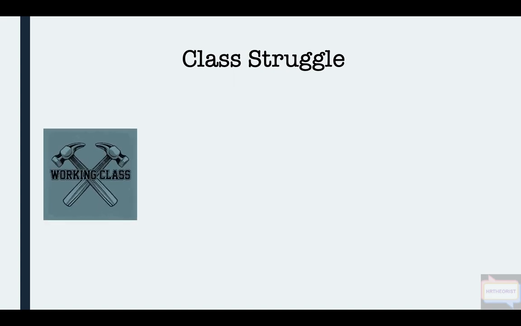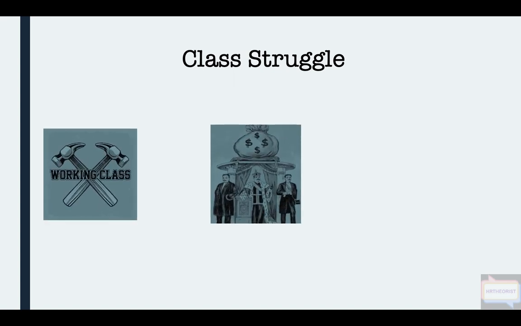The third one, class struggle. Marx emphasized that the interests of the working class and the capitalist class are fundamentally opposed. Let's consider the third scenario or third case.